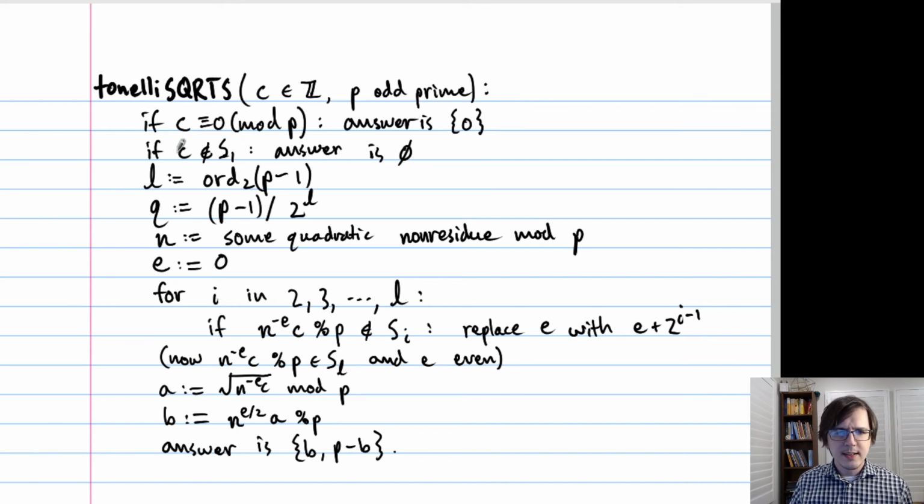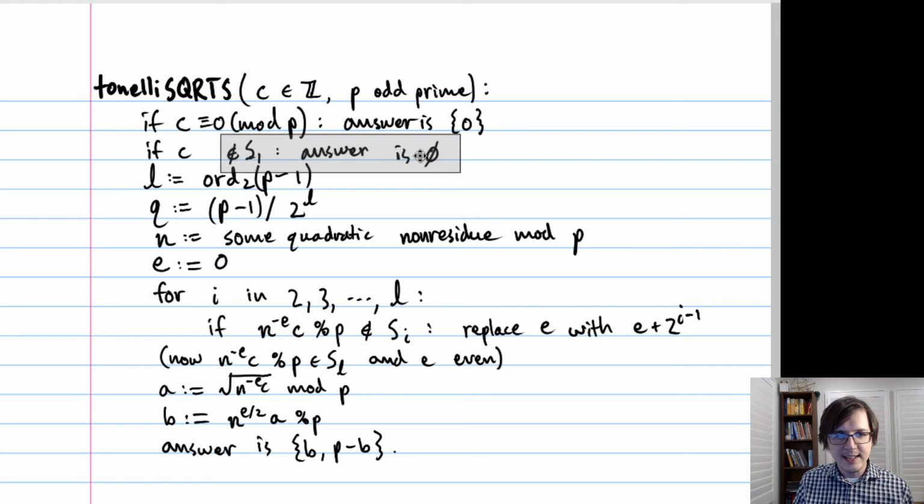Okay, so then if C is not in S1, namely C is a... right, I forgot one more thing here. We want to check. So C is just any integer. We need to reduce this mod P.